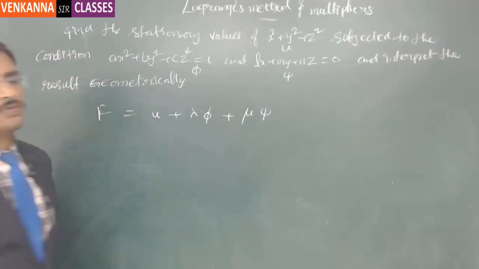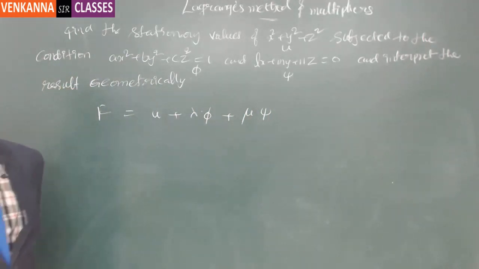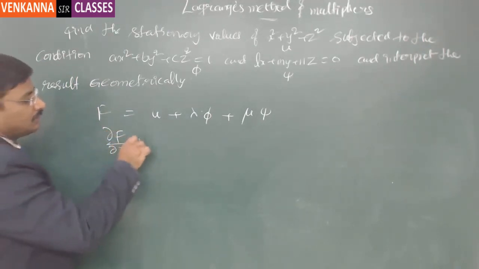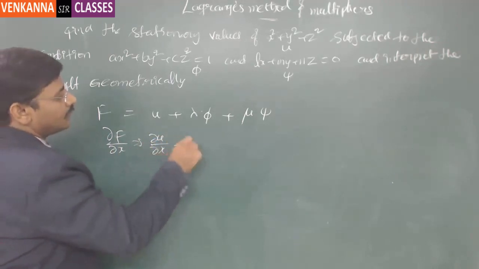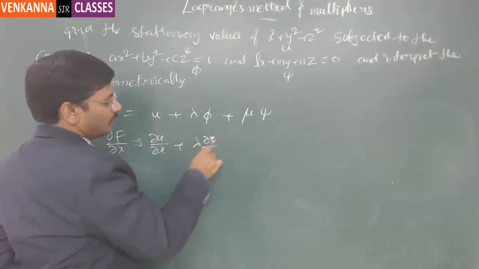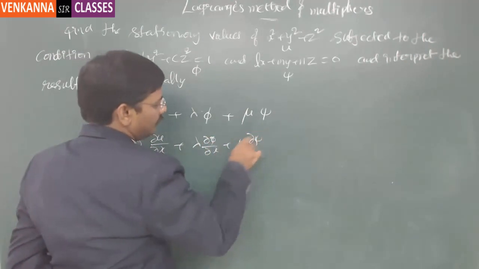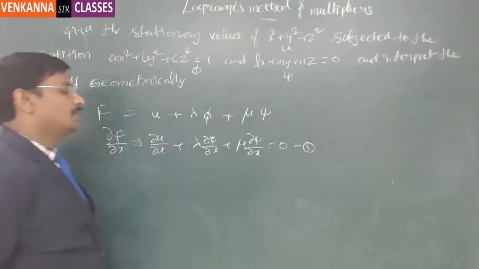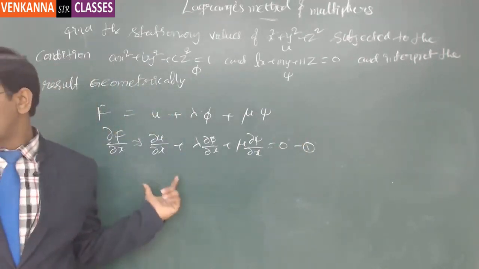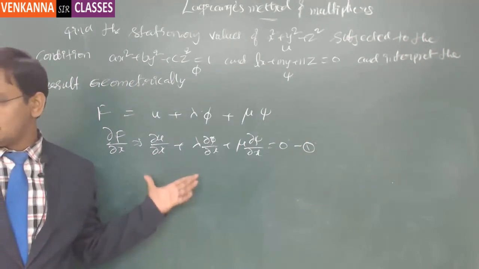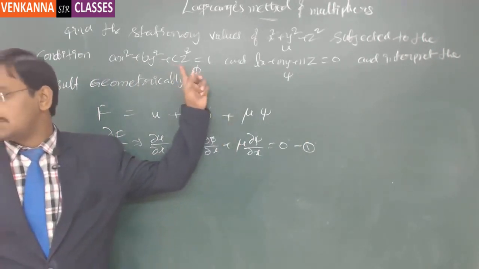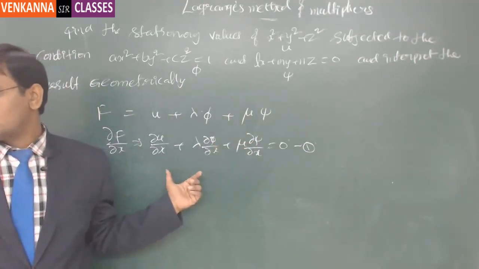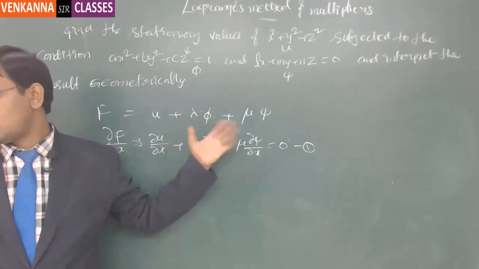So this is how we have to frame the function first. Then ∂f/∂x is nothing but ∂u/∂x plus lambda times ∂phi/∂x plus mu times ∂psi/∂x equal to 0. This is condition number 1. Similarly, with respect to y and z, you have to solve all three equations together along with this condition and this condition. Then you will get the relation between x, y, z values with respect to lambda or mu.